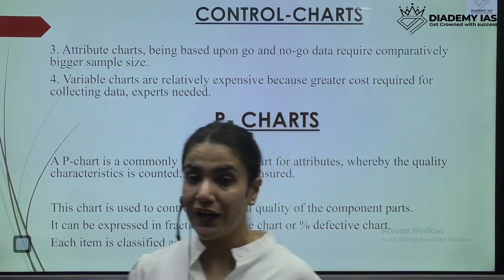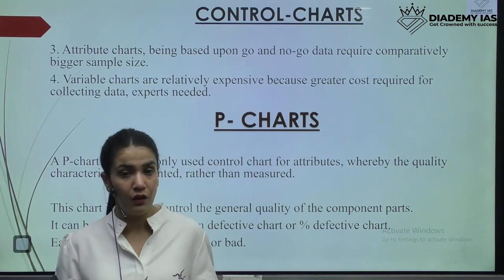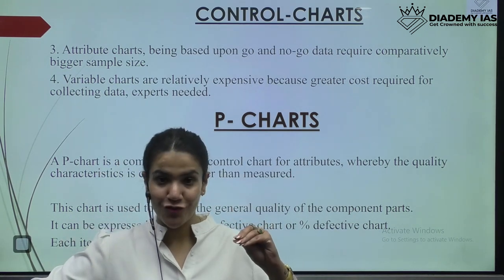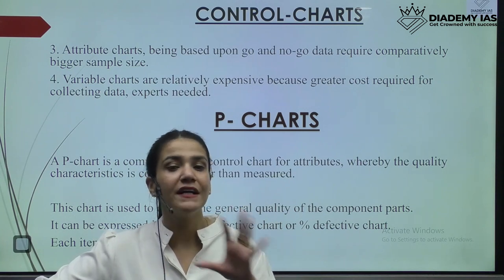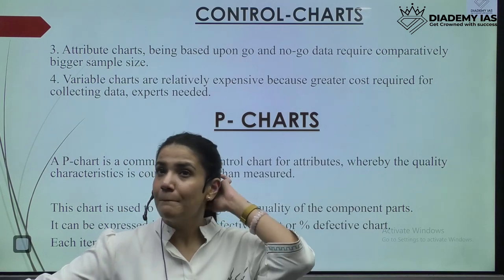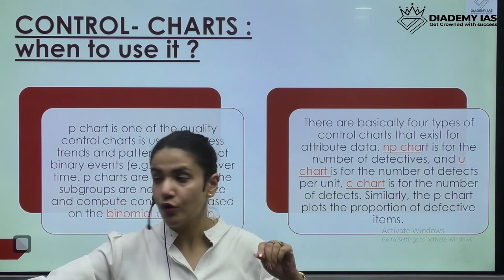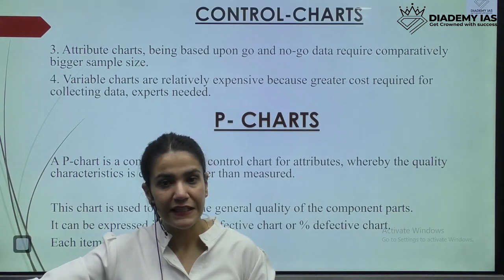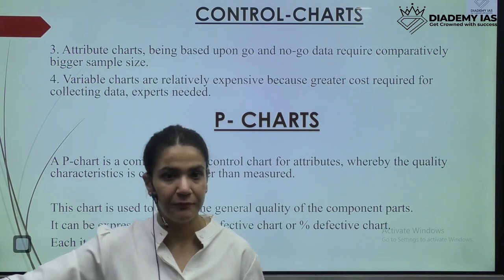Okay, so now you would be saying, ma'am, it would be easy then, but no. Even for the attribute control charts, this is a very important point to note, they consider a bigger sample. For variable charts, they also consider samples, but the size of samples for the attribute charts, if you compare, is more in consideration of the samples that they take.